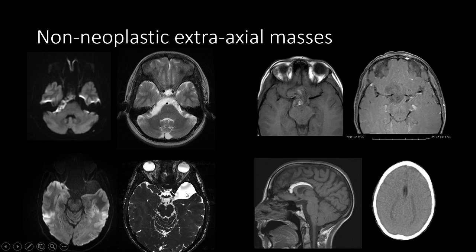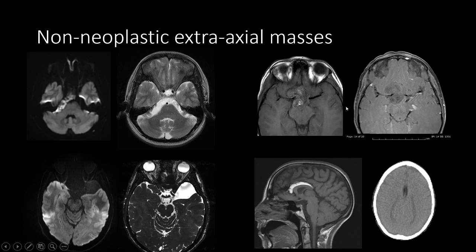An arachnoid cyst is the next entity we'll take a look at in the lower left here. We see this left middle cranial fossa CSF intensity mass compressing the left temporal lobe. No restricted diffusion, isointense on DWI to CSF. This is a typical arachnoid cyst.